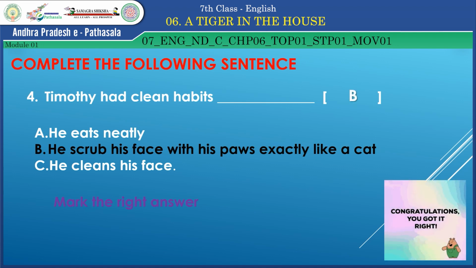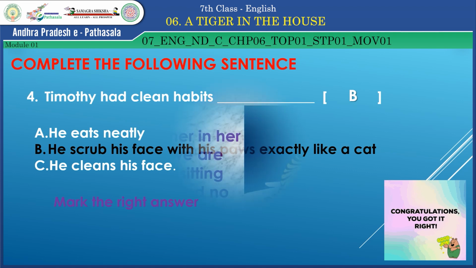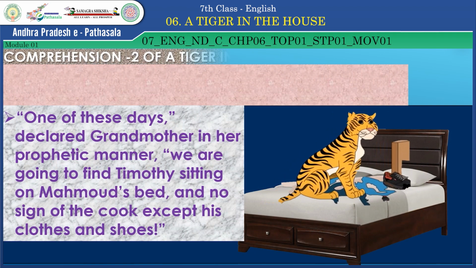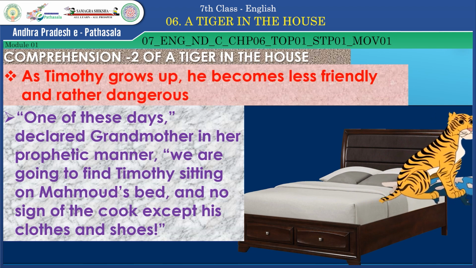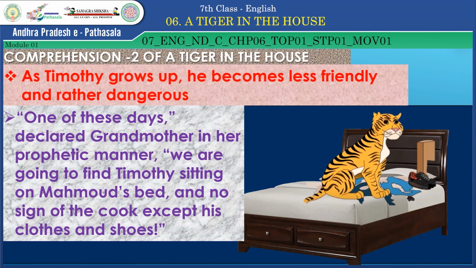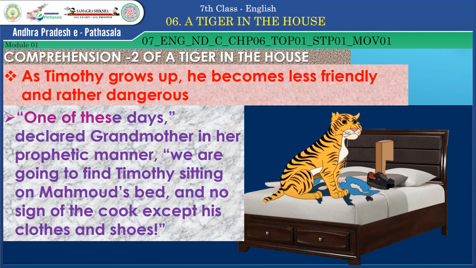Children, you understand comprehension 1 very well. Now, let's see the second part of the lesson, a tiger in the house. Comprehension 2 of a tiger in the house. As Timothy grows up, he becomes less friendly and rather dangerous. One of these days, declared grandmother in her prophetic manner, we are going to find Timothy sitting on Muhammad's bed and no sign of the cook except his clothes and shoes.